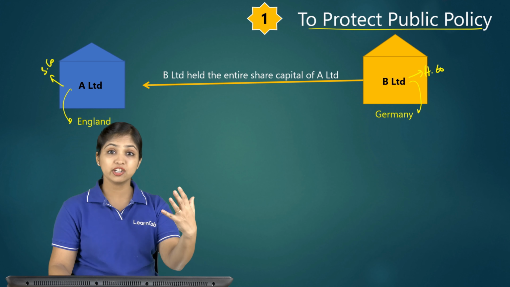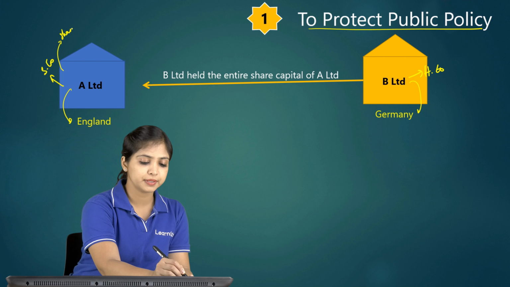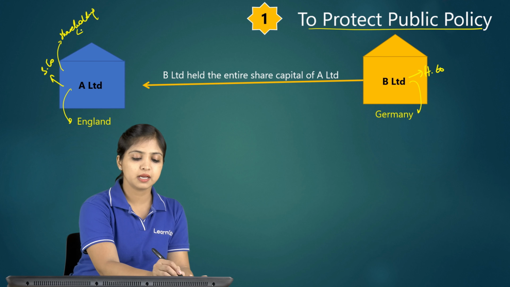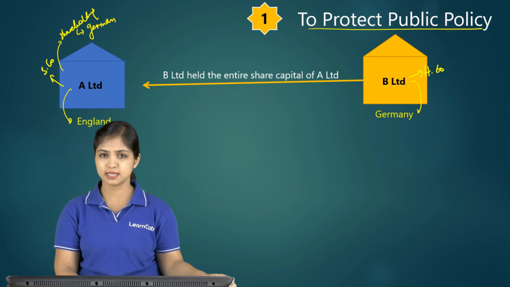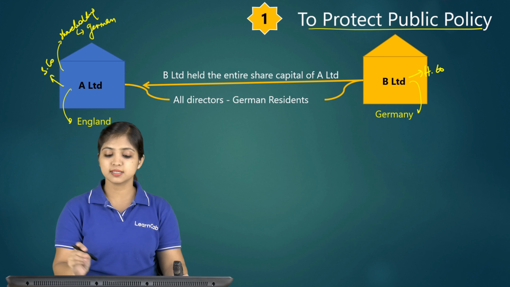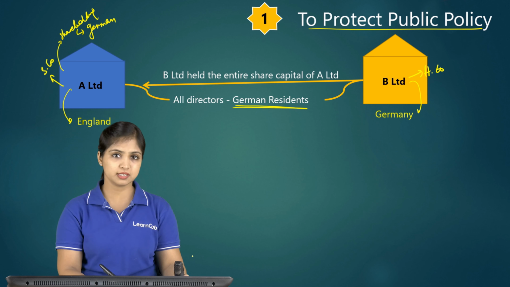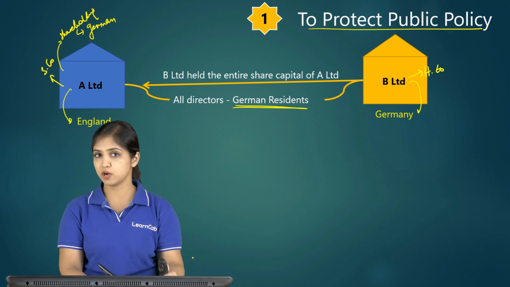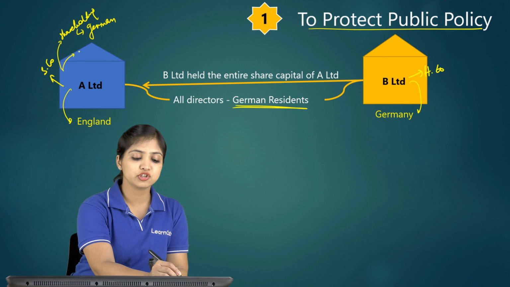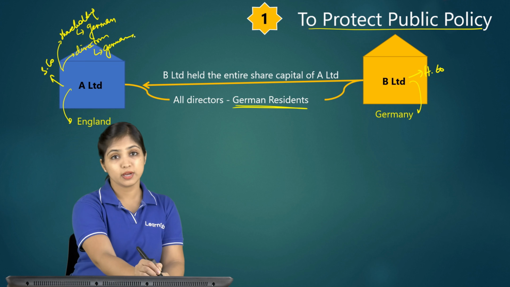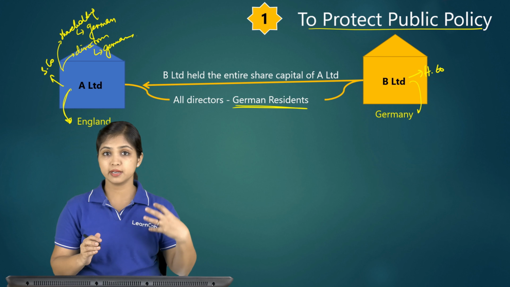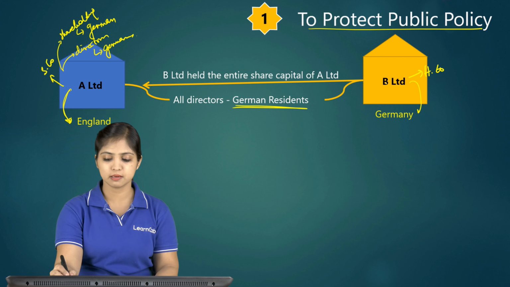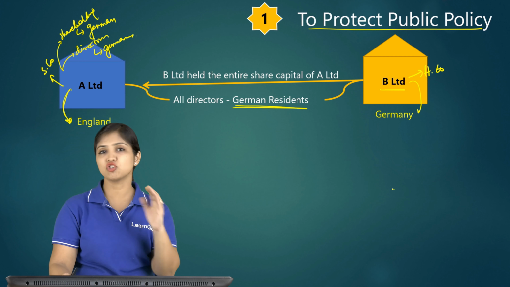So the entire shareholding of A Limited is held by B Company, which is a German entity. So I can say that the entire shareholding of A Limited is held by Germans, isn't it? And also A Limited's directors and B Limited's directors were both German residents. So A Limited was controlled by German shareholders and managed by German directors. Its directors and its shareholding were both German, but it was incorporated in England. Understood the story? So this A Limited was incorporated in England, but it is controlled by German shareholder B Limited, and it is managed by German directors.